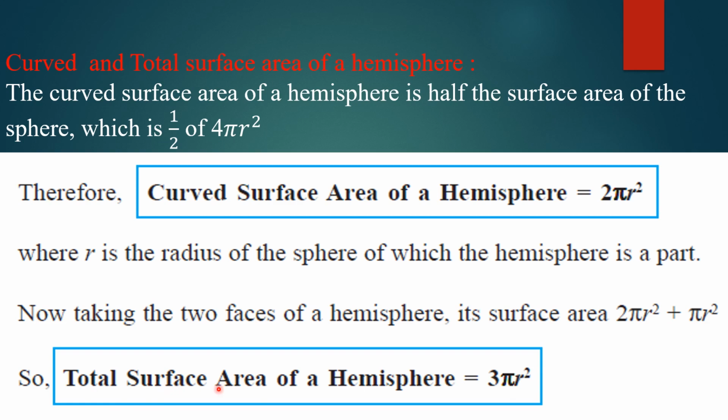So the total surface area of a hemisphere is equal to 2 pi r square plus pi r square. What will we get here finally? 3 pi r square. Okay, my children, memorize this formula also well.